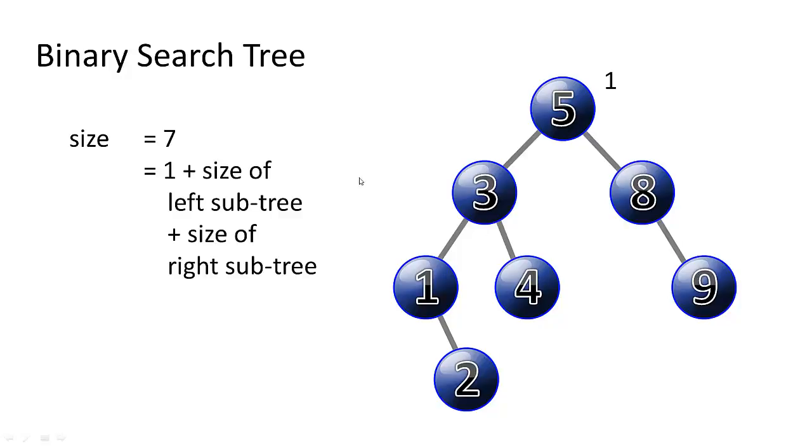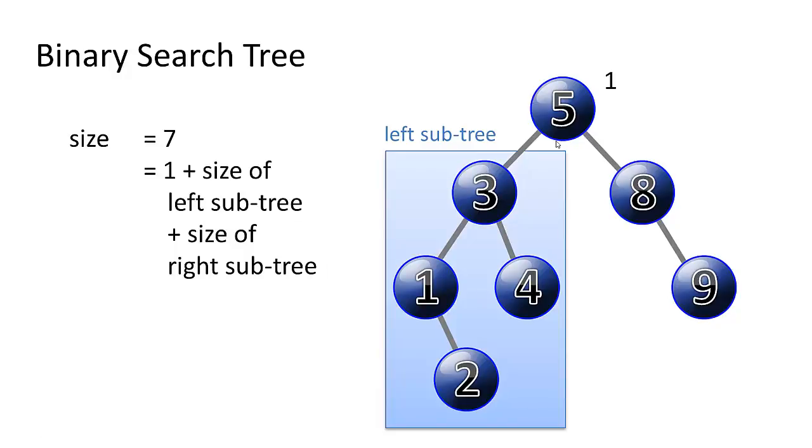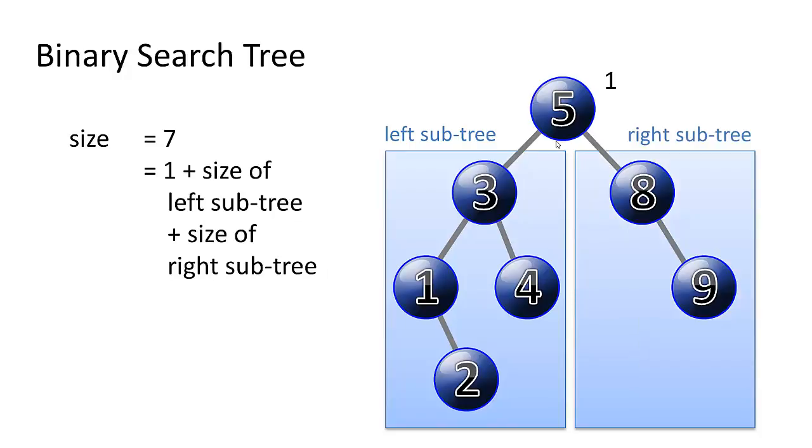So we could count up the nodes by saying, well, the root node is 1, plus the size of the left subtree, plus the size of the right subtree. So if we can count up all the nodes in the left subtree and all the nodes in the right subtree, and we add 1 to that for the root node, then we have our solution.